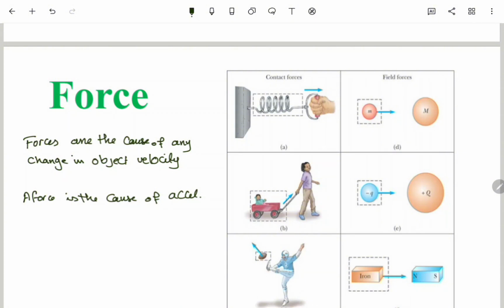Anyone knows the unit of force? Yes, George? Exactly. So the unit of force is Newton in SI units, and what exactly? It's pounds in US units.